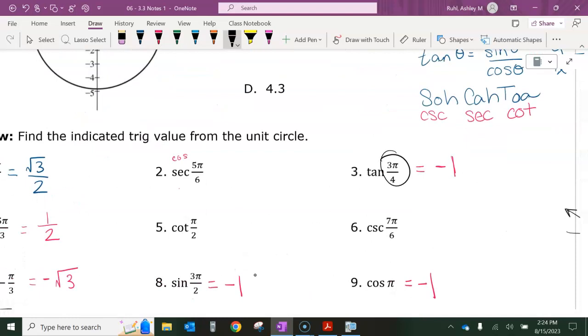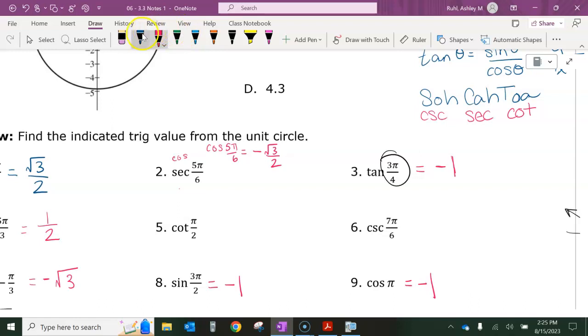So I'm going to have cosine pi over 6 is square root 3 over 2, but 5 pi over 6 is going to be negative square root 3 over 2. That's for cosine. I need secant, don't I? Actually, I'm going to not take up so much space. So I have cosine 5 pi over 6 is equal to negative square root 3 over 2.